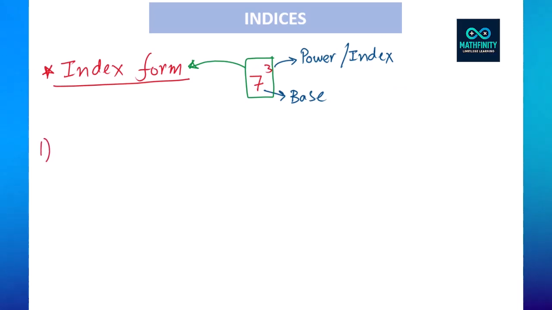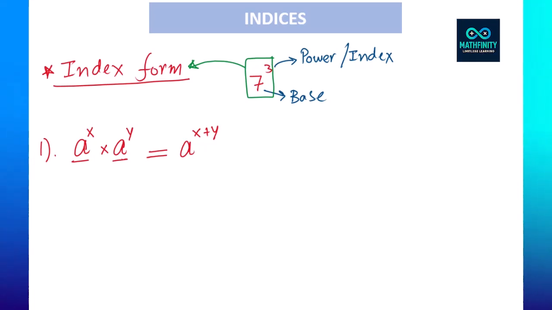The first rule: if bases are the same. Suppose I take a as base and the power is x. What operation is between them? Multiplication. Another base is also the same, a, and the power is y. So the rule is, if bases are the same and a multiplication sign is between them, we add the powers, x plus y. This is the first rule.